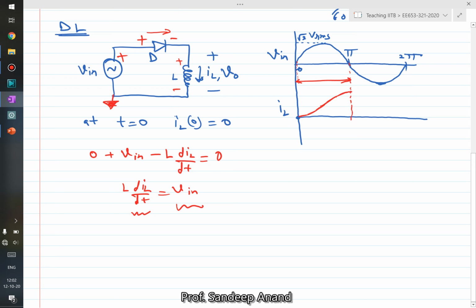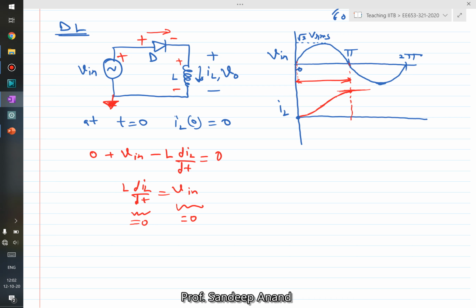till pi. At pi, the input voltage is 0 and therefore the slope is also 0. If you see the slope I have shown here, the tangent is horizontal. That means slope is 0 at t equal to pi, or at theta equal to pi.